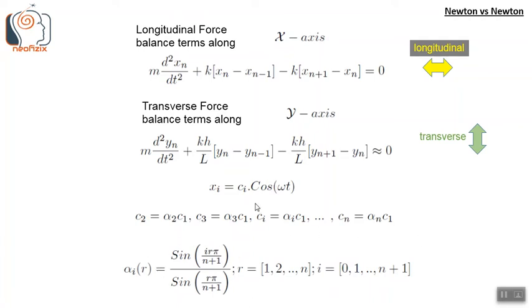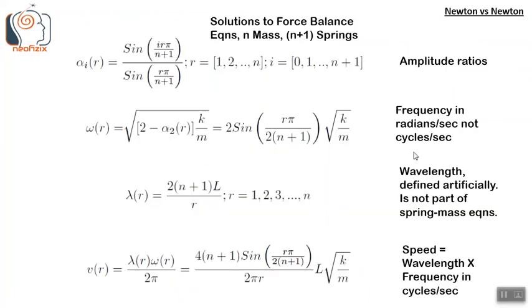Using these SHM forms and the alpha definitions, we get an exact form solution, with alpha defined as the ratio of two sine functions. It is a very well defined function, well defined at each mode r and at each mass i. So in case of a closed chain, we get simple and exact analytical expressions. We already saw that alpha has this sinusoidal variation at each mode. These alphas are the amplitude ratios, so they determine the amplitude of oscillation at the different mass units.